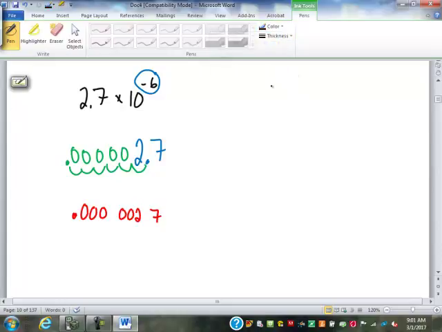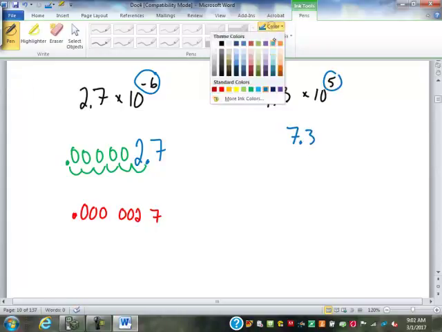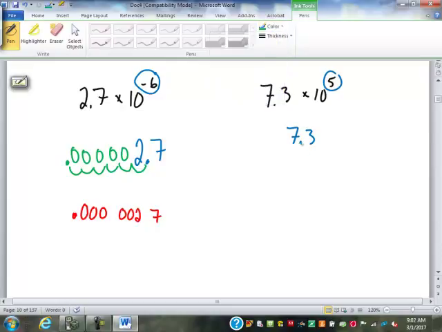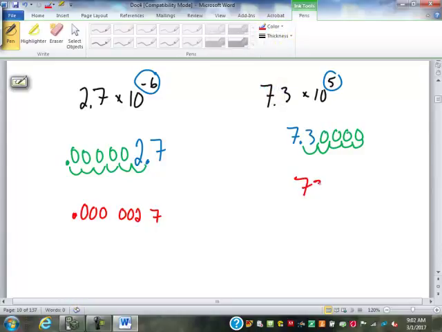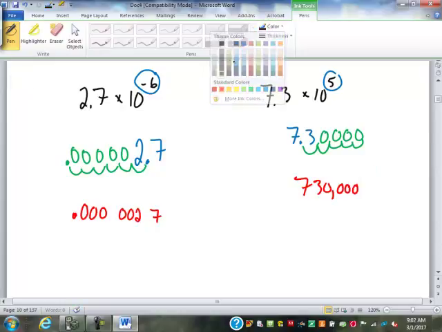So what if I give you 7.3 times 10 to the 5th? Big number or little number? Big number, it's positive 5. Decimal point has to go how many spots? 5. Right or left? Right, because it's got to be a big number. So 1, 2, I got to have 0, 3, 4, and 5. 730,000. What do you think?